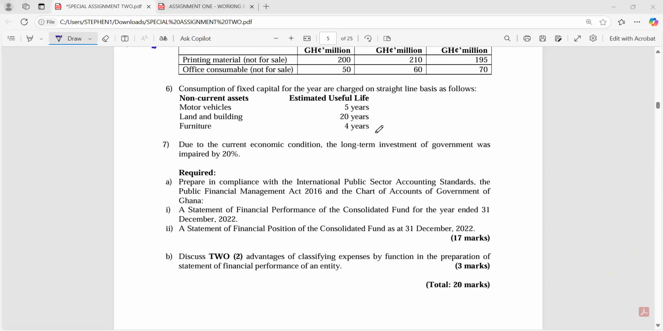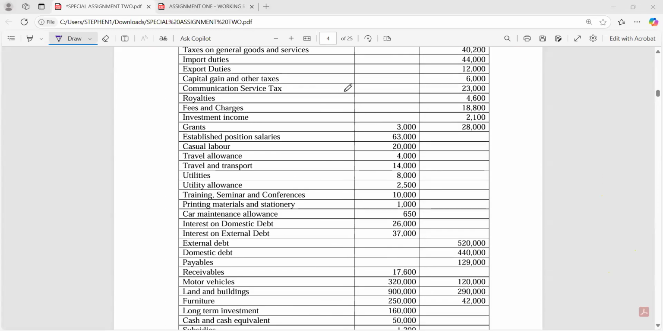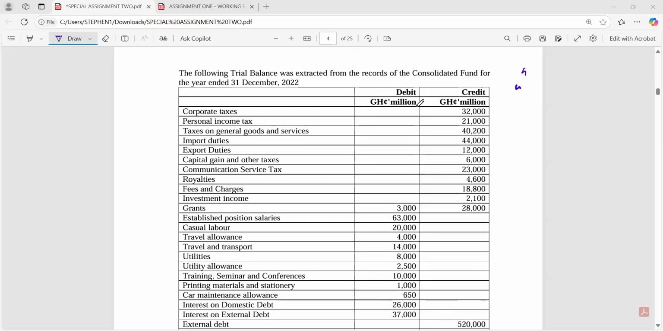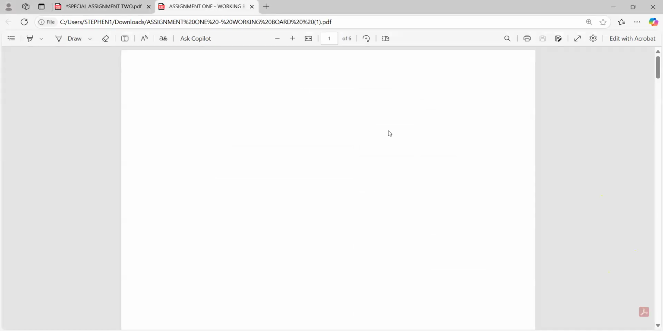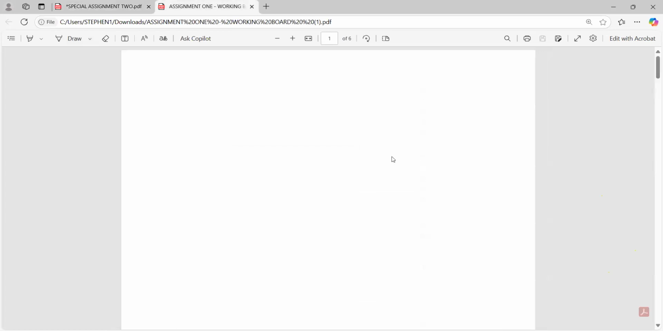Perfect. So let's begin. Please, when you go to examination, don't waste time. First of all, identify which type of financial statement you're preparing or for which kind of entity. So over here, you see that this relates to the consolidated fund. How do you confirm that? Look at the revenue. You have corporate tax, personal income tax, taxes on general goods and services, import duties, export duties. It means that it is correct. So quickly, don't waste time.